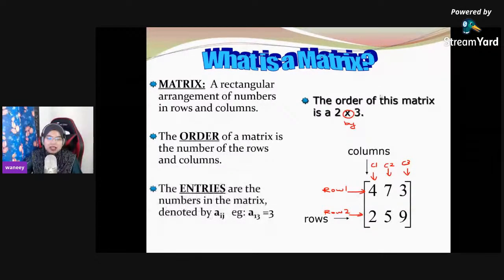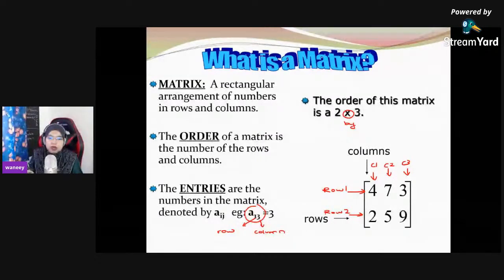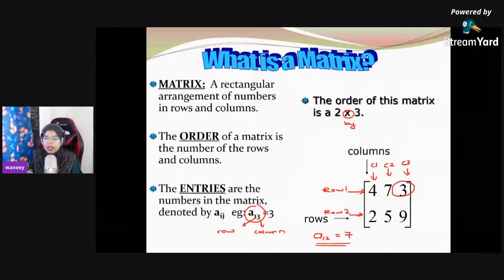And then the entries are the numbers in the matrix, denoted by Aij. For example, A13. The first digit refers to the row, the second digit refers to the column. So in this case, we are referring to the first row, third column. That is how we get 3. If you want 7, 7 is in the first row, second column. So the way we write it is A12, which is equal to 7. Those are known as the entries. So we have 6 entries there.